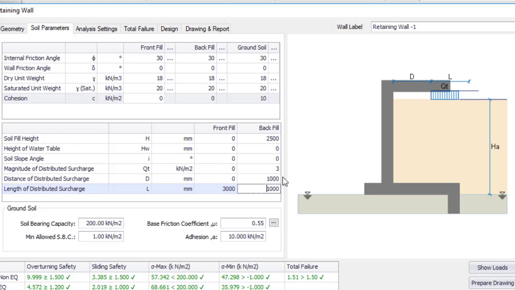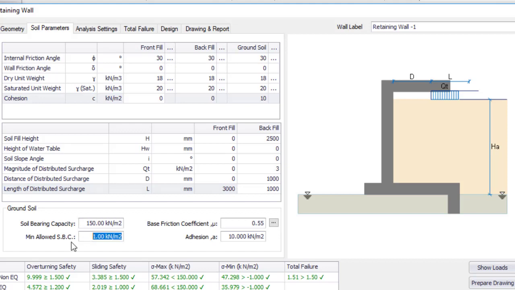Also, you have to talk about the ground soil. We've talked about the front view, we've talked about the backfill, so you also have to talk about the ground soil. First of all is the soil bearing capacity. It is 200, but I will change this to 150. Let's assume I'm using 150.